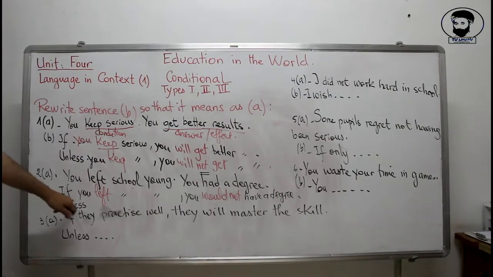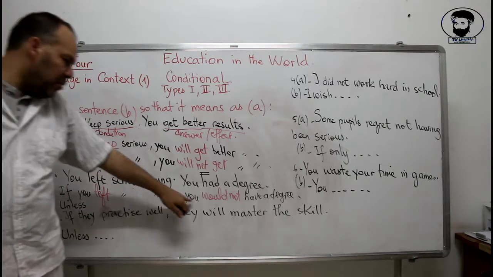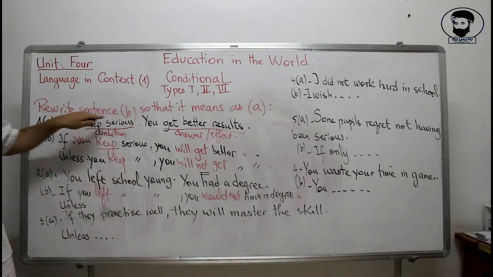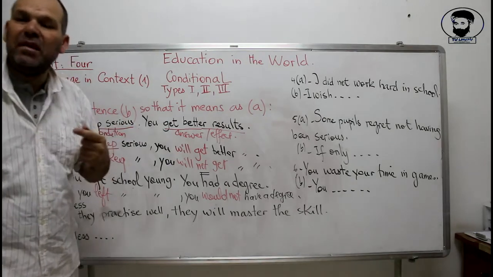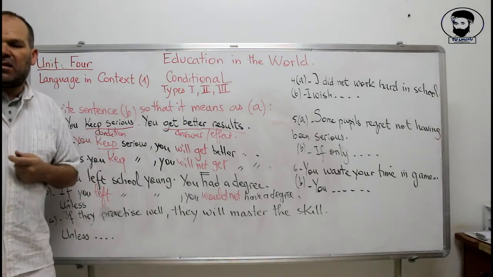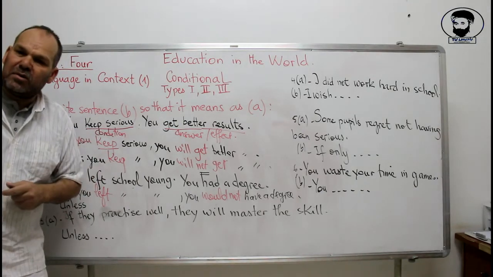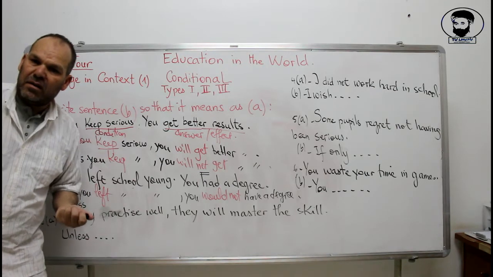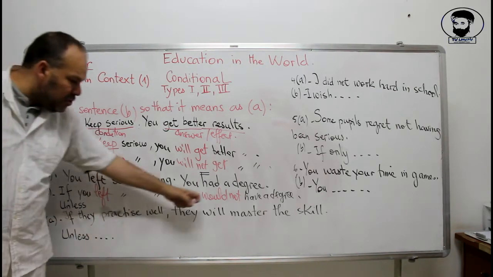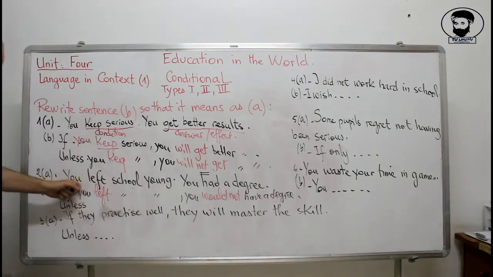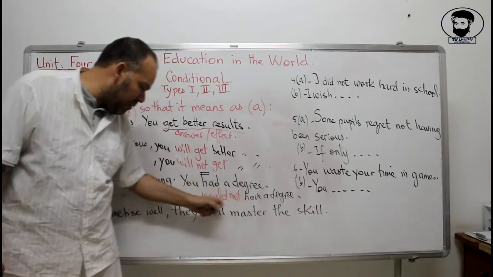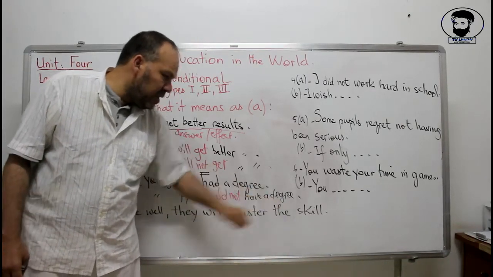So, if you left school young, you wouldn't have a degree. Remember, rewrite sentence B to be the same in meaning. When someone leaves school young, it means before secondary school or before middle school, he will never get a degree. And when you introduce if here, you must use the correlation between this and this. If you left school young, you would have, remember, after we write the stem, have a degree.